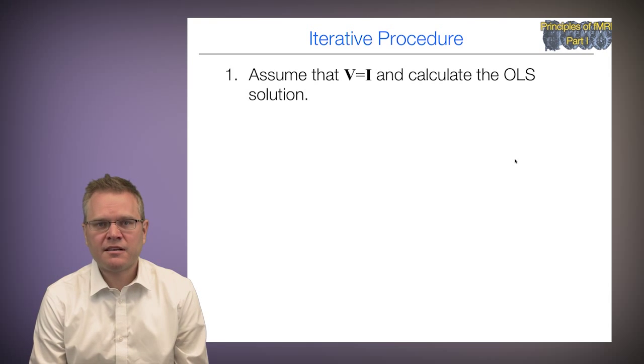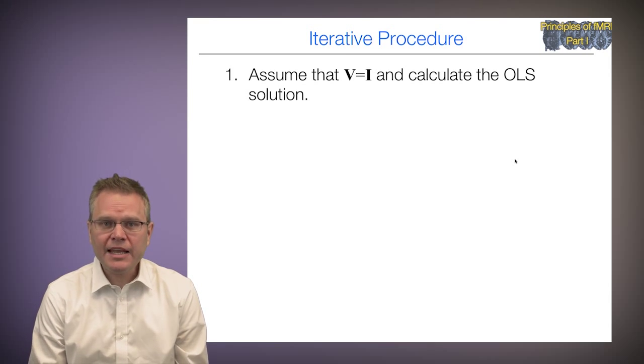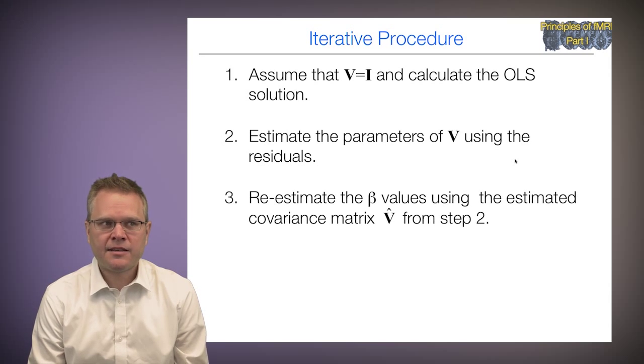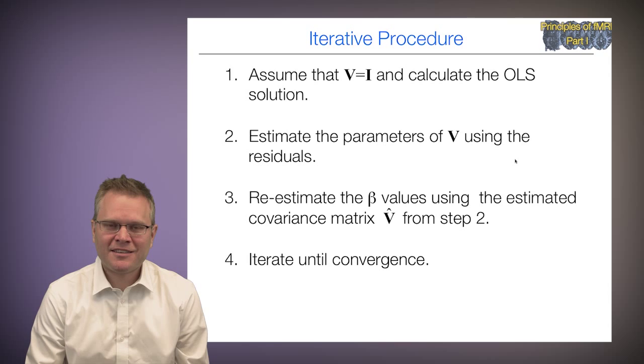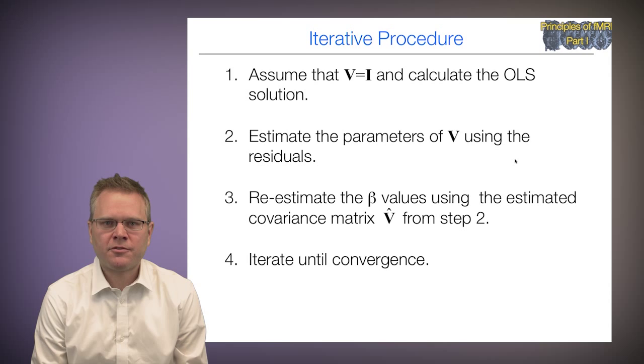So we begin by assuming that V, the variance covariance matrix, is just equal to identity. So we assume that the data are uncorrelated with each other. And we just simply calculate the ordinary least squares solution. Doing that, we can now estimate the parameters of V using the residuals that we got from the OLS. And then we can re-estimate the beta value using the estimated covariance matrix V hat, which we obtained in step 2. Finally, we would iterate this procedure, estimating V hat and beta hat and alternating between the two until we find some sort of convergence. So that's a standard way of doing this type of thing.